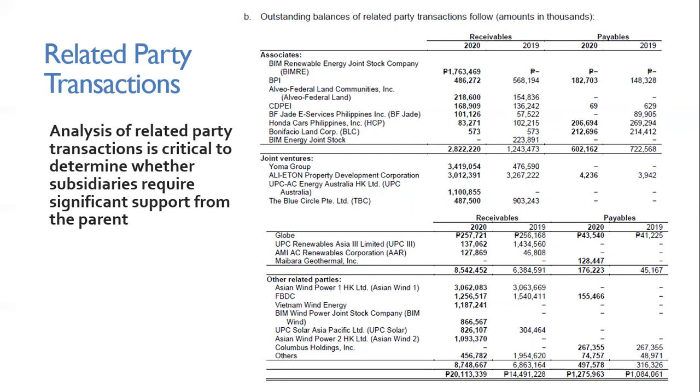So, pag receivable yan, ibig sabihin, the parent has receivables on these companies. So, pinautang ng parent ang mga kumpanya na yan. If there are payables, yung mga kumpanya na yan, pinautang naman ng parent. Right? And therefore, may support na binigay ang those subsidiaries to the parent. So, yun lang ibig sabihin yan.